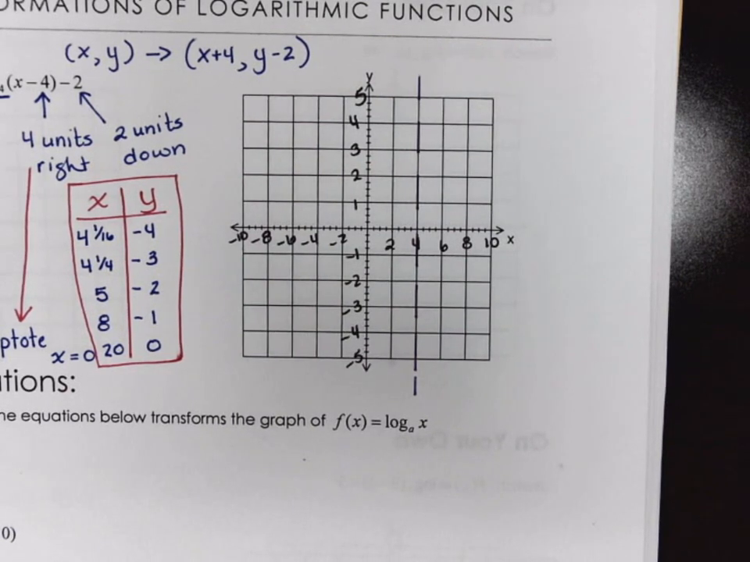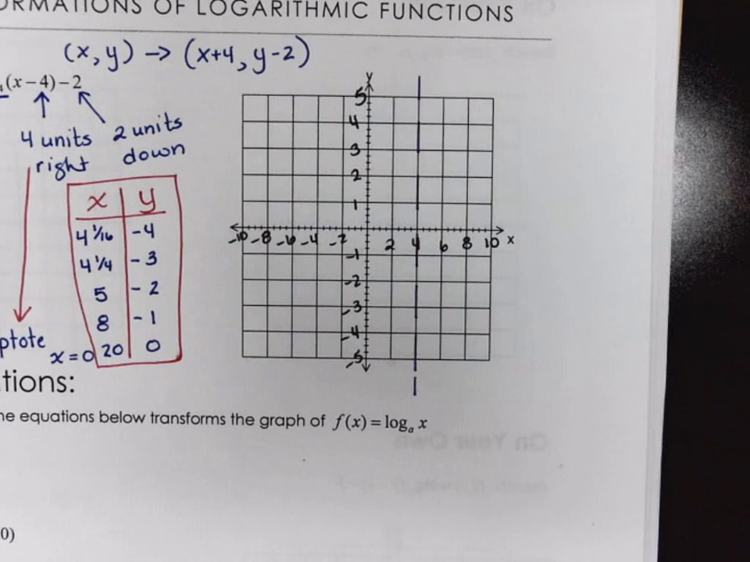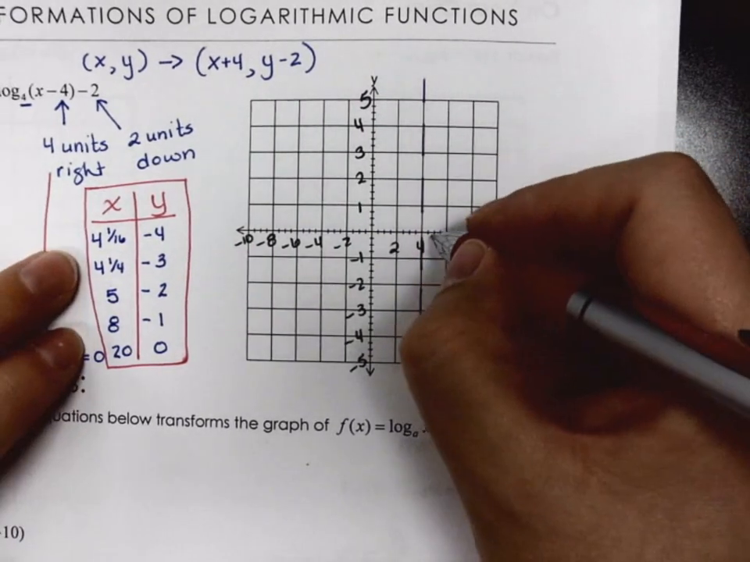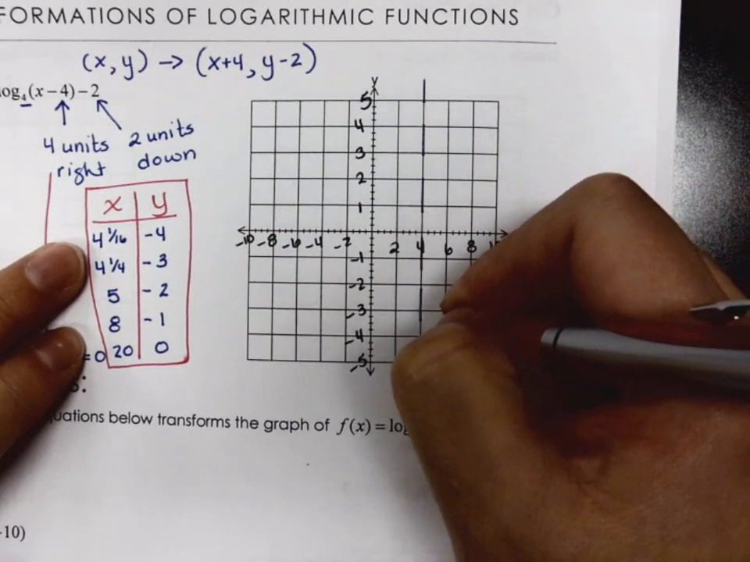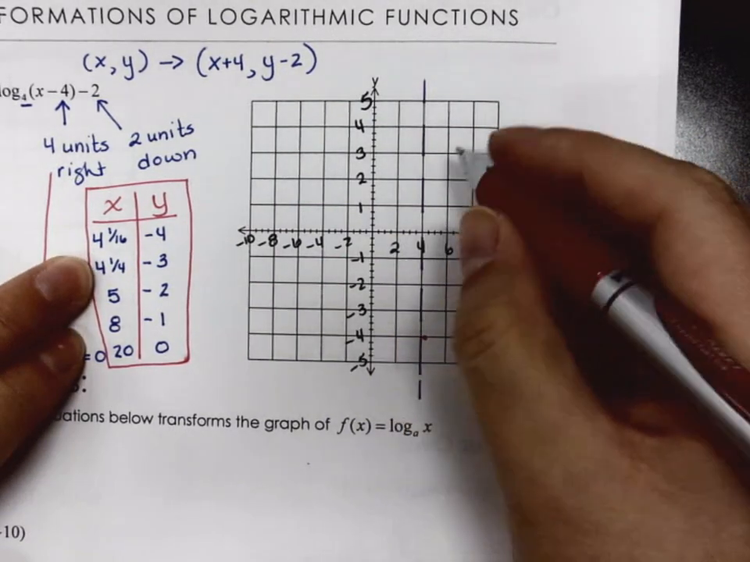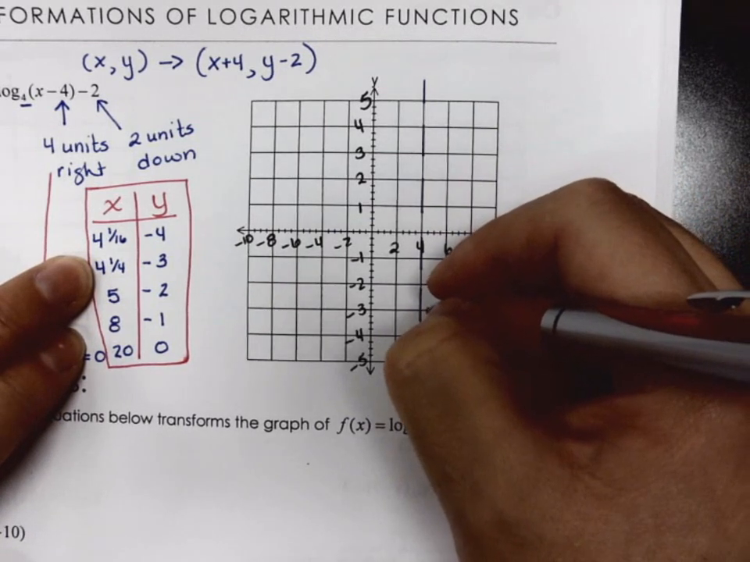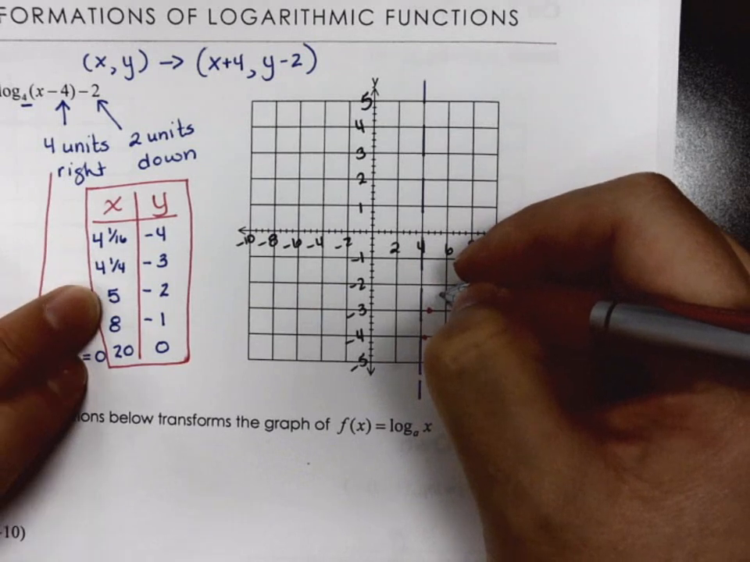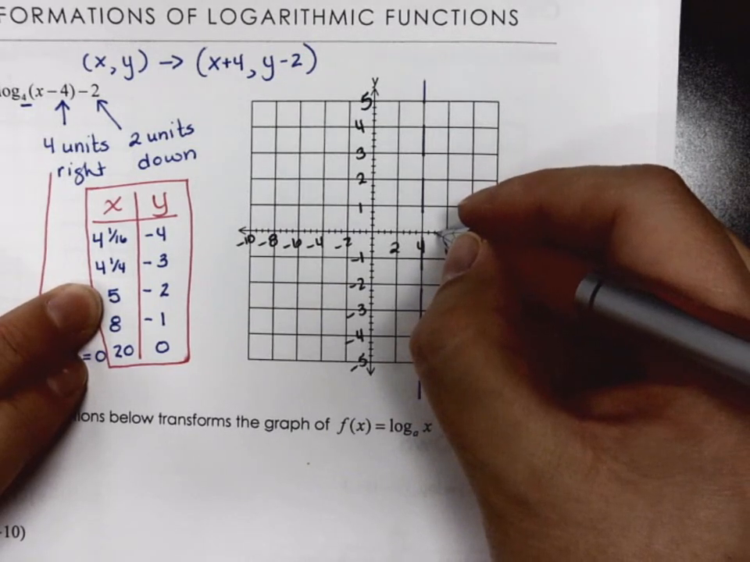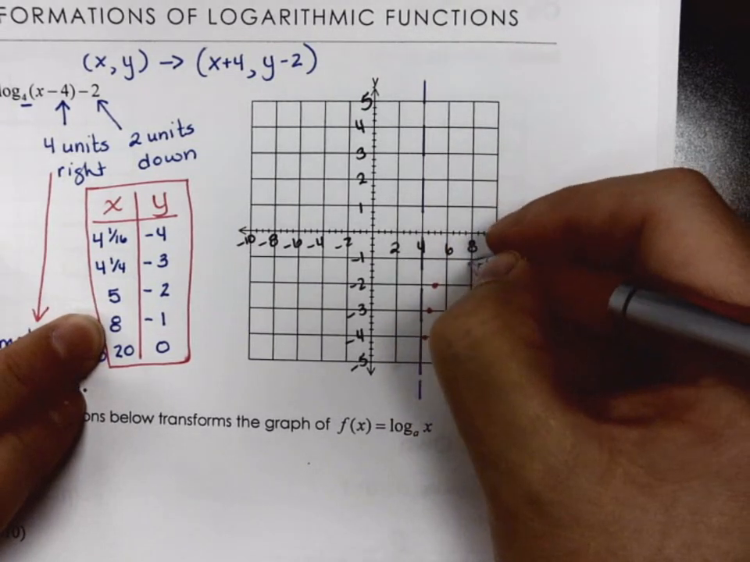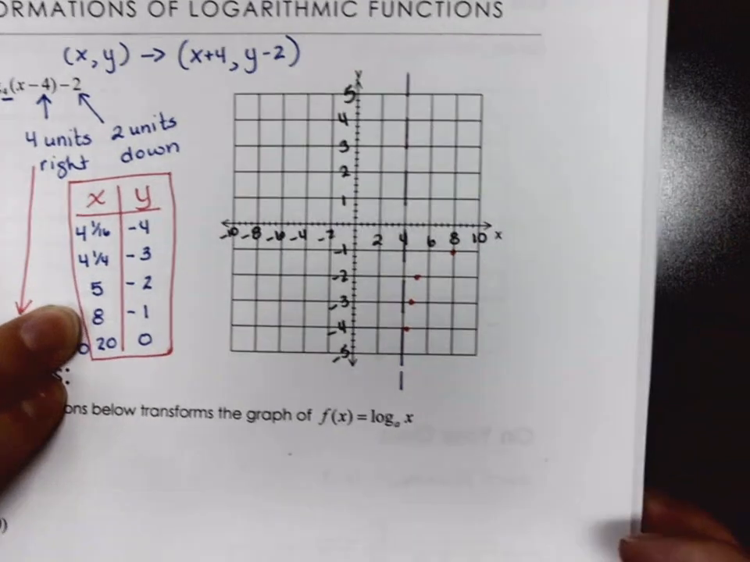And if you actually graph the data, it's going to make sense. But I like to put that boundary in just so that I don't cross it, because if I cross it, I'm going to lose marks. So at 4 1/16, so that's really, really close to the line, I'm at -4. And at 4 1/4, which is also really, really close to the line, I'm at -3. At 5, I'm at -2. At 8, I'm at -1. And at 20, I'm at 0.